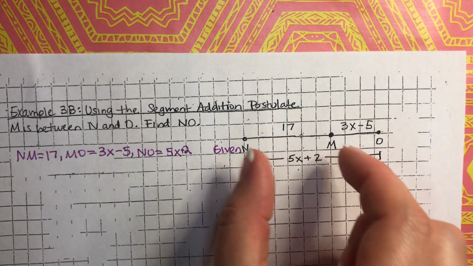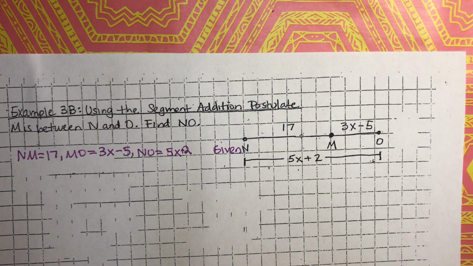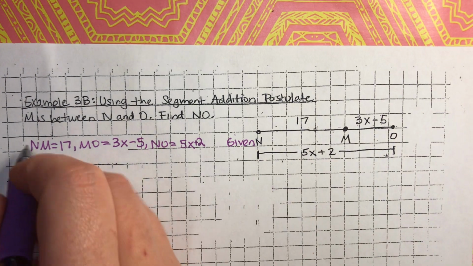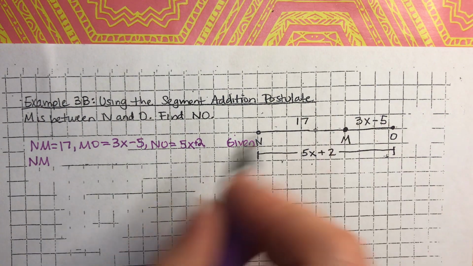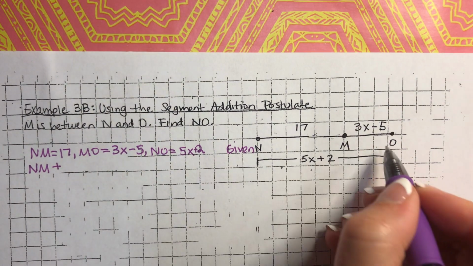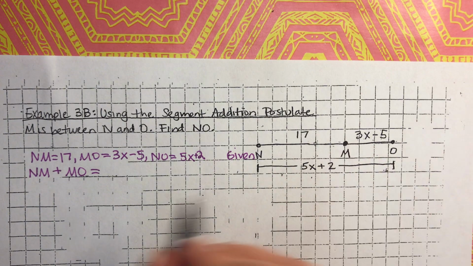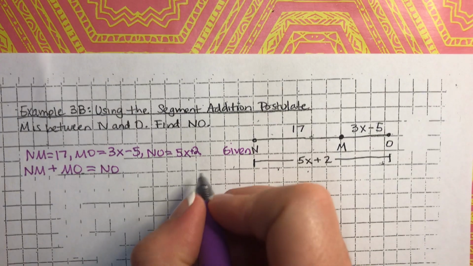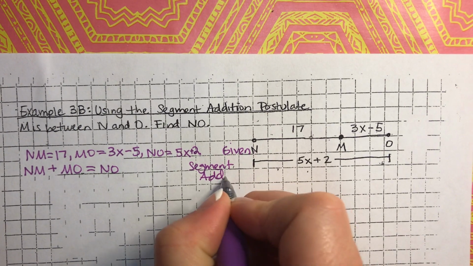Now, we see this part equaling the whole, so we automatically know this is a segment addition postulate. So I'm going to go ahead and write that. NM, and you have to write it using symbols. NM plus MO equals the whole thing, NO. And the reason why we can write that statement is because of the segment addition postulate.